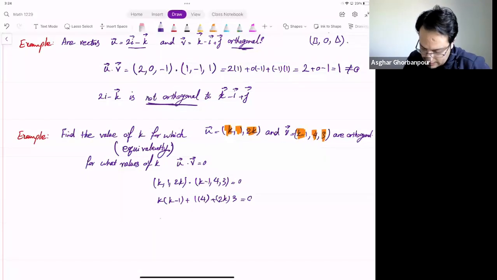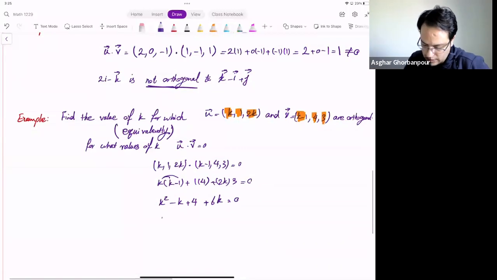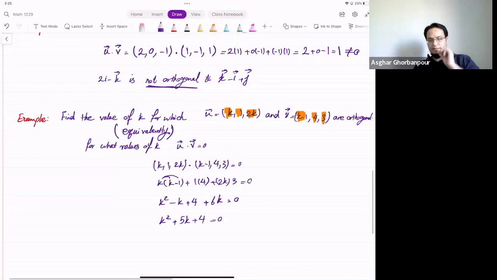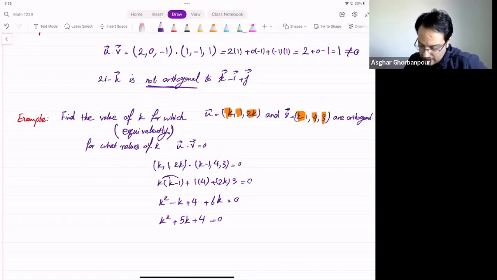And from there, you see that k squared, I expand this, minus k plus 4 plus 6k must be equal to 0. In other words, k squared plus 5k plus 4 must be equal to 0. Now I have to solve this one. What are the values of k which make this 0? Can anyone solve this equation or tell me how you can solve this equation?